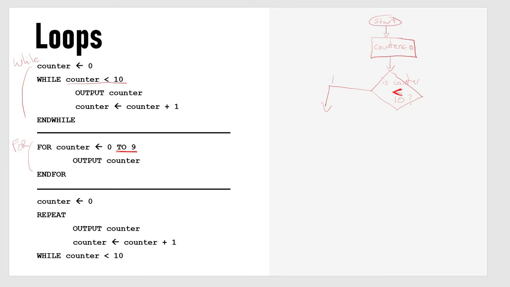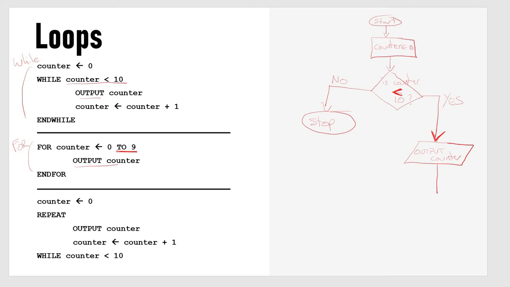If it's not, then if no, the program is going to stop. But if it's a yes, then we're going to output the counter. For that we're going to use a parallelogram, or an input-output shape. So we're going to say output counter like this. So we can see it matches the instructions inside the for loop and the while loop.